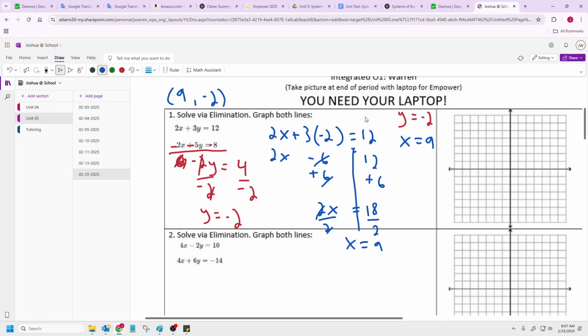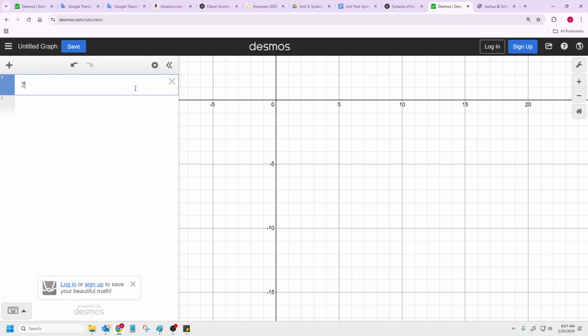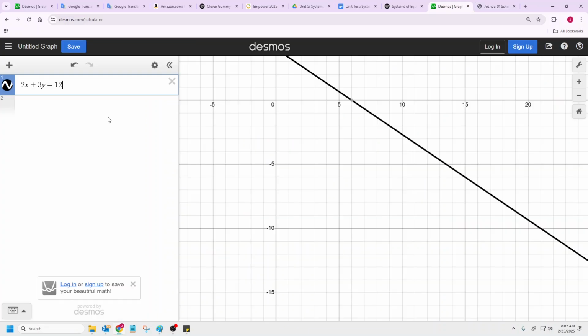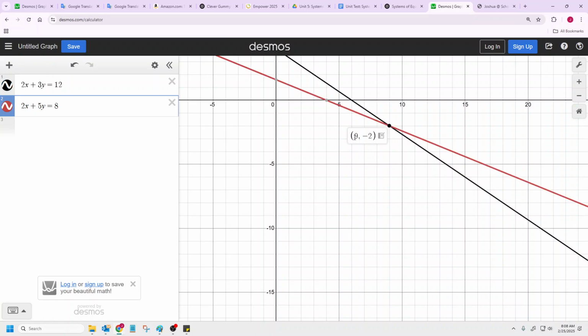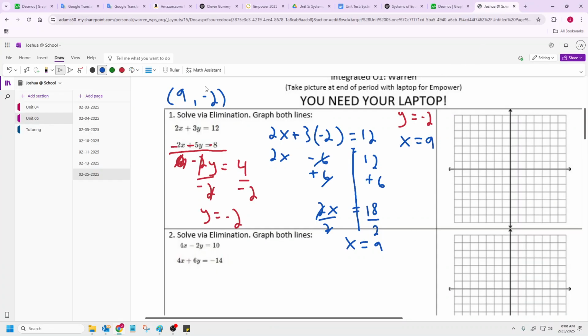I want you to confirm this on Desmos. So here's what I'm going to do. I'm going to take this equation, 2x plus 3y equals 12. You can see it right there. I'm going to go back and do the other one, 2x plus 5y equals 8. And we're going to check our answer. Do we see it? We have 9 comma -2. That's where they intersect. Remember, the solution of lines is where they intersect. Let's check it. Do we have that?